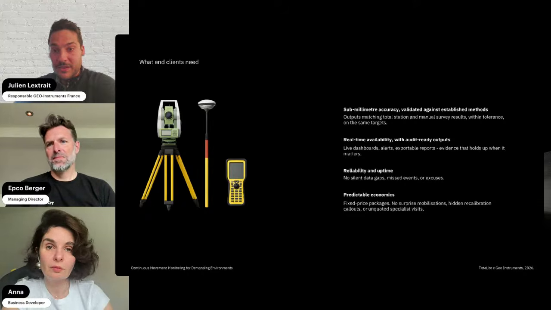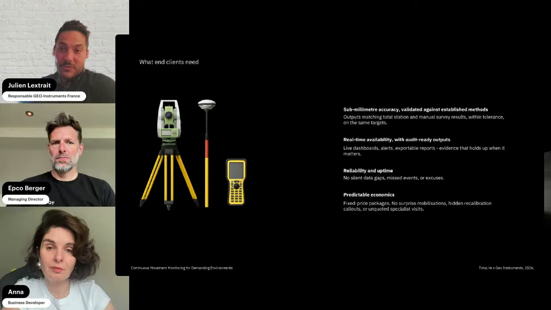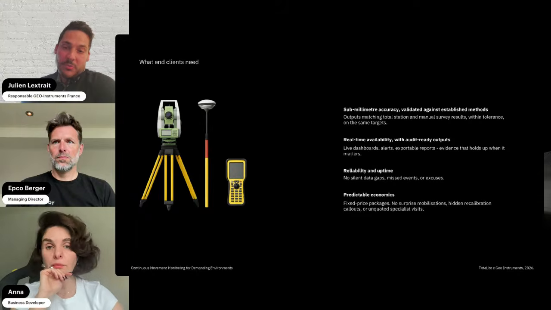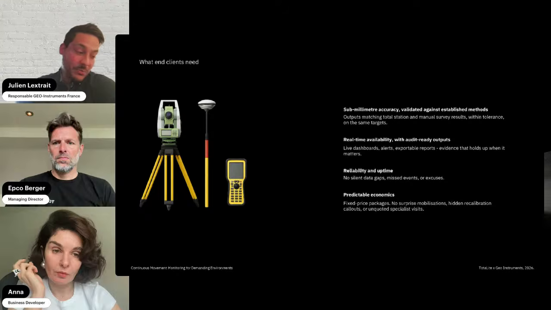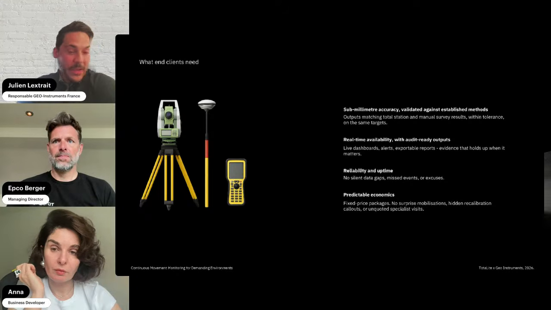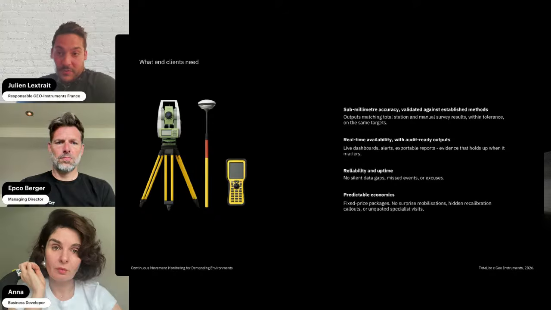Thanks. What do clients need on site? Let's go over the 4 aspects that come up every time we deploy these kinds of systems. The first one, obviously, in this case we're talking about movement, is accuracy. Is the data going to be precise and accurate? That's often the focus, the first thing we talk about. Is it going to be sub-millimeter, or is it going to be 1 centimeter accuracy? And that data needs to be validated and cross-checked with other monitoring solutions. So that's often the big focus of the deployment.